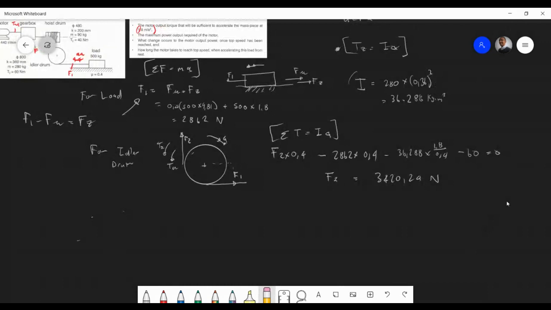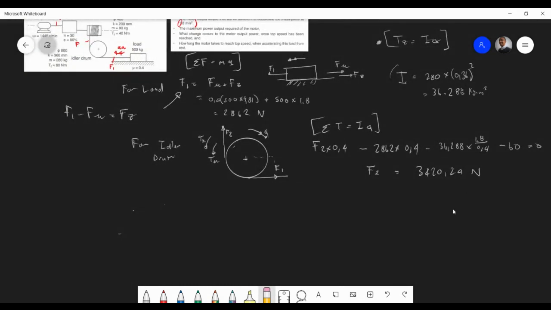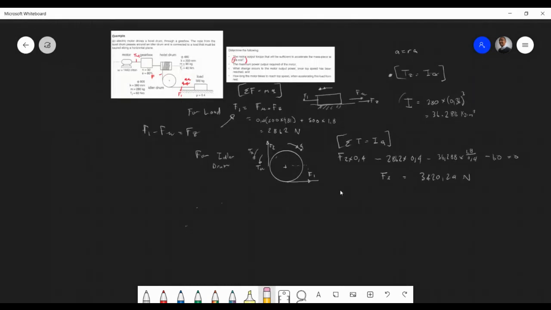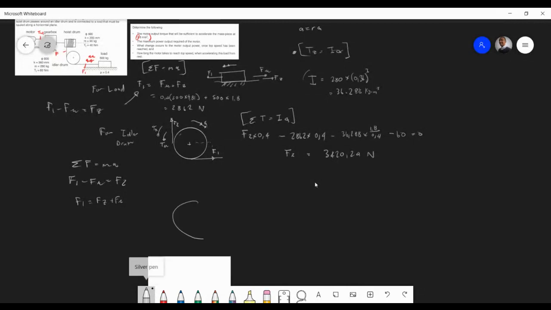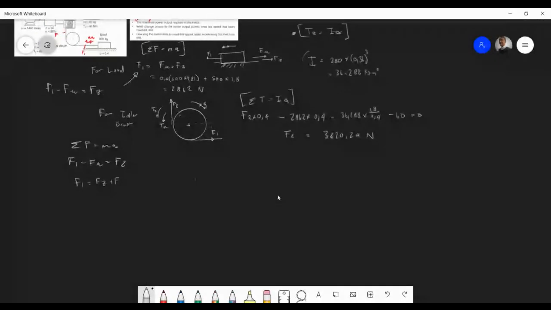Okay, so we found F2, and thanks for the question. So now we have to move on to the hoist drum, right? Okay, so the hoist drum. Give me a second, let me just get this right. Okay, hoist. There we go. And so we've now got our F2 coming in, right?